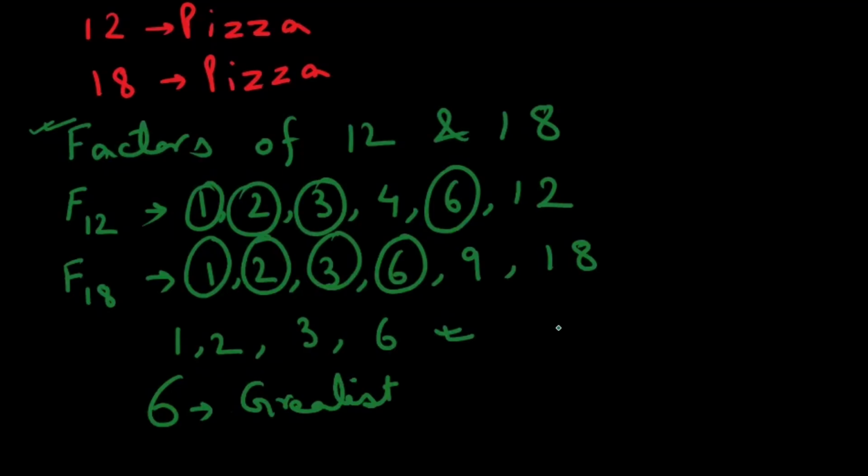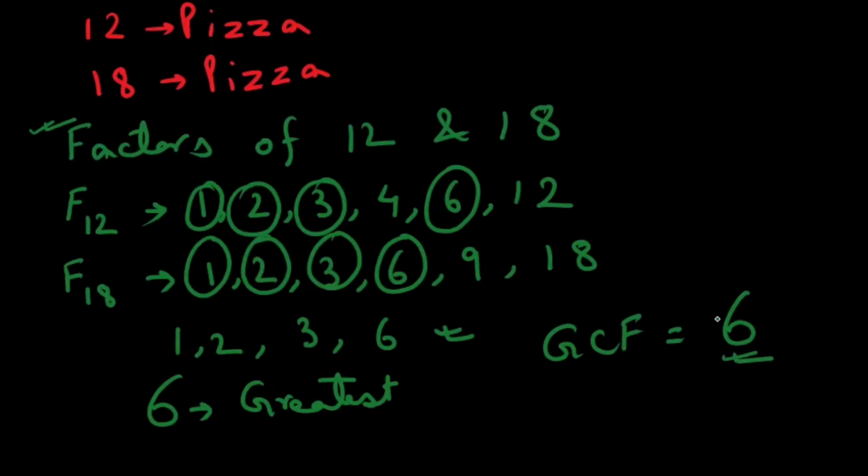So our GCF is 6, the greatest common factor. Among the factors of 12 and the factors of 18, 6 is the greatest common factor. 6 is the greatest number in both lists, and it is common to both of them. It is in the factors of 12, and it is in the factors of 18. That's why our GCF is 6.